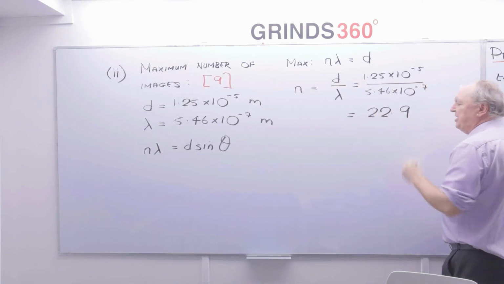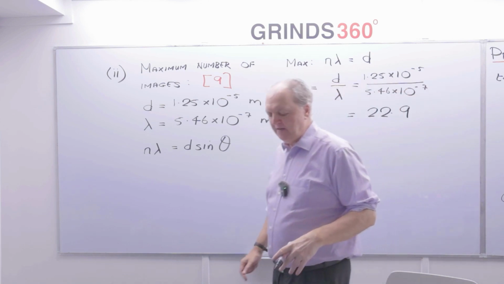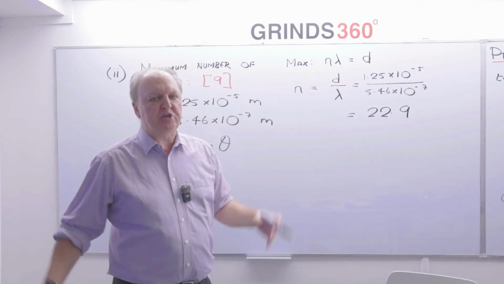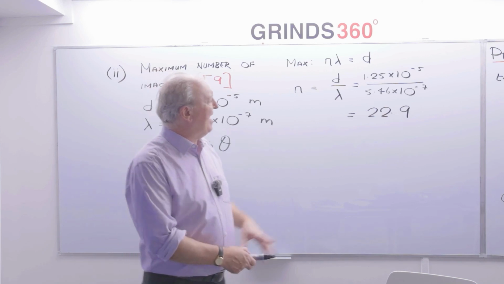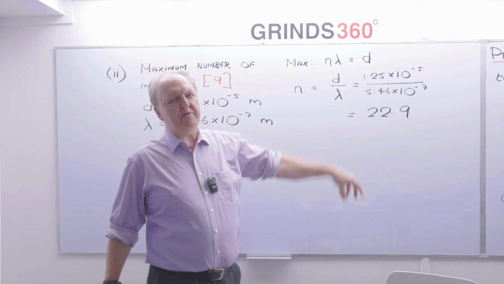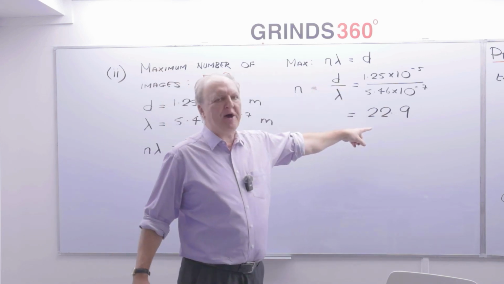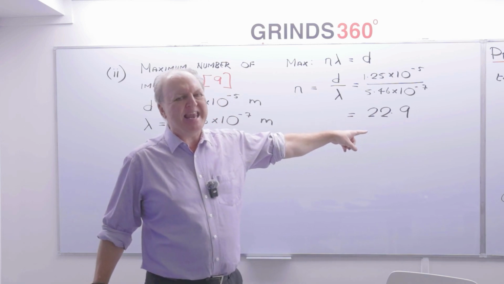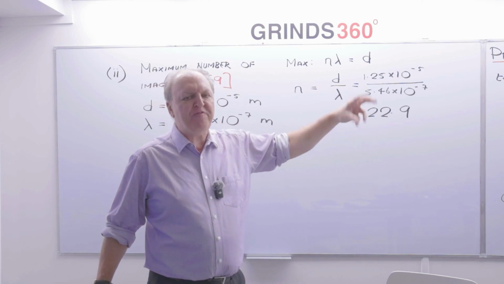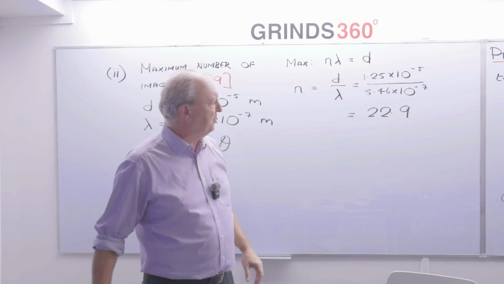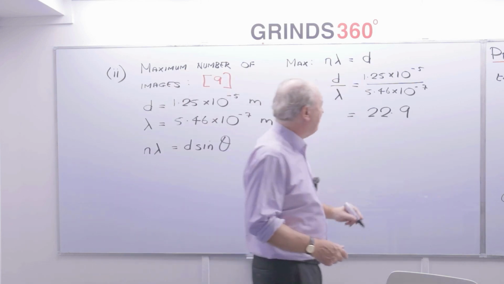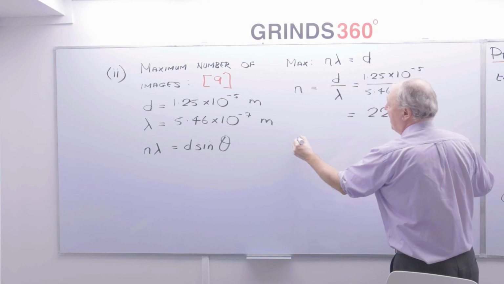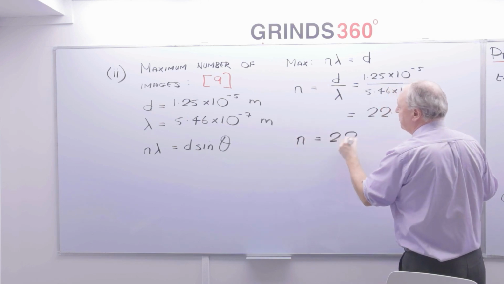Now, n has to be a whole number. You either have an order, you either have an image or you don't have an image. So n has to be a whole number. You're going to round that off, but you're going to actually round it down. So in other words, we never quite made an order of image n equals 23. So the one before that is n is equal to 22. So whatever number you get, always round it down to the number below that. So therefore, n is equal to 22.